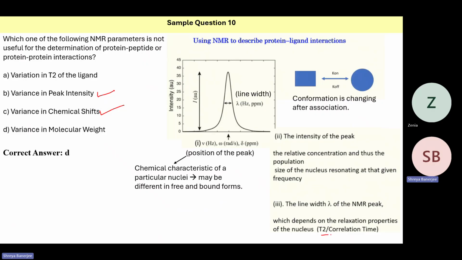Another is the T2 or relaxation time. So if that varies, that is also important to determine whether these interactions are present. Variance of molecular weight is not used as an NMR parameter. And here the question is not useful. So the correct answer is option D, that is variance in molecular weight.